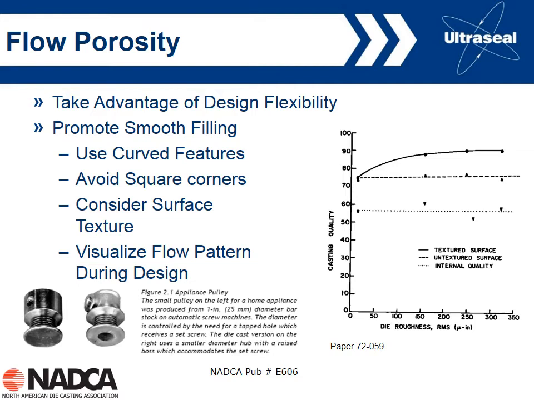What we've done is we've reduced the wall thickness, we've provided nice radii to promote better filling, and tried to avoid sharp corners that can introduce hot spots. Then we can also texture the die, the surface of the tool, to help fill out the cavity. And this is some old data from 1972, which shows the effect of die roughness on casting quality. Basically, as they roughened the die surface, they were able to get better quality. This is especially important for large thin wall castings, where you can get better flow, better fill by texturing the die.